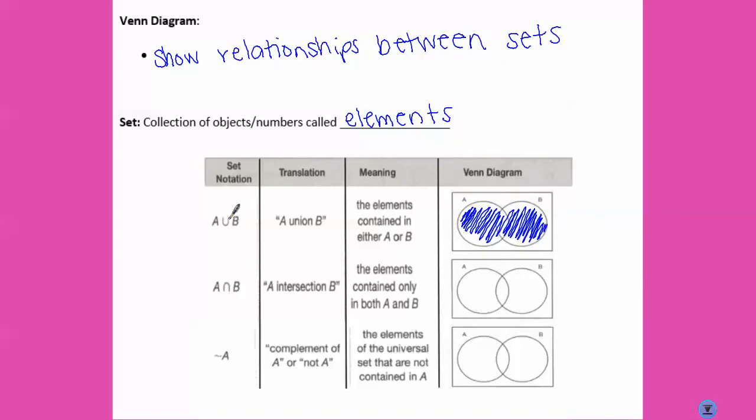I'm sorry, that looks like the or symbol. It's in either or of them, either one of them. Intersection looks like the and symbol. It's in both A and B. So that would just be here where they overlap. And then complement of A, or not A, looks like our not symbol that we learned when we were negating. So it's anything that are not in A. So nothing from the A circle. So it would just be everything that's only in the B circle, not the overlap.